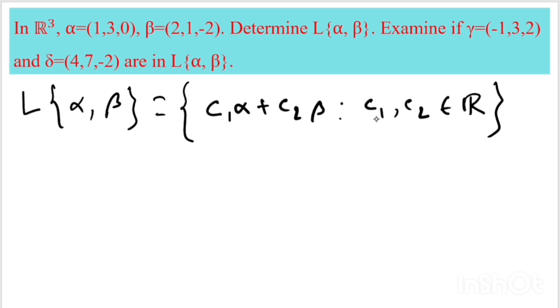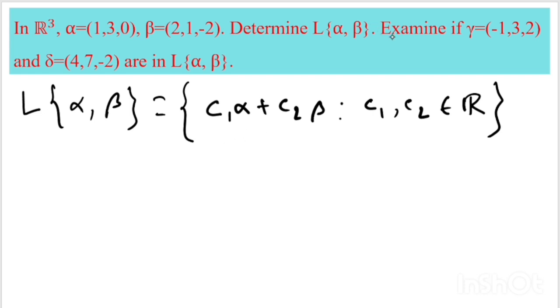So you change this scalar and you will get one linear combination. Again you change the scalar, you will get one more linear combination. In this way you can get all the linear combinations of alpha and beta. That set is called the linear span of alpha beta. So L of alpha beta will be this one.